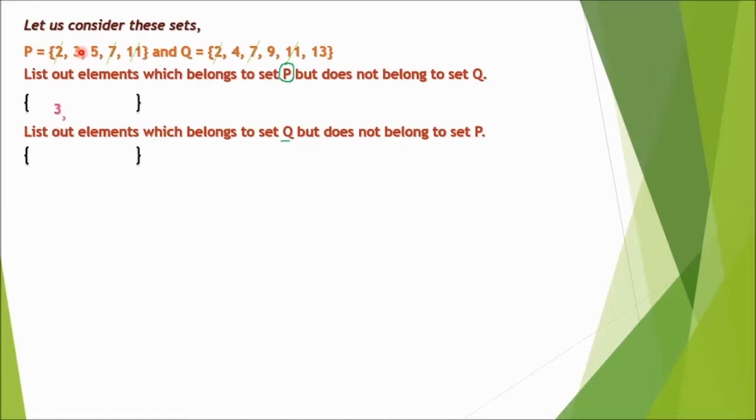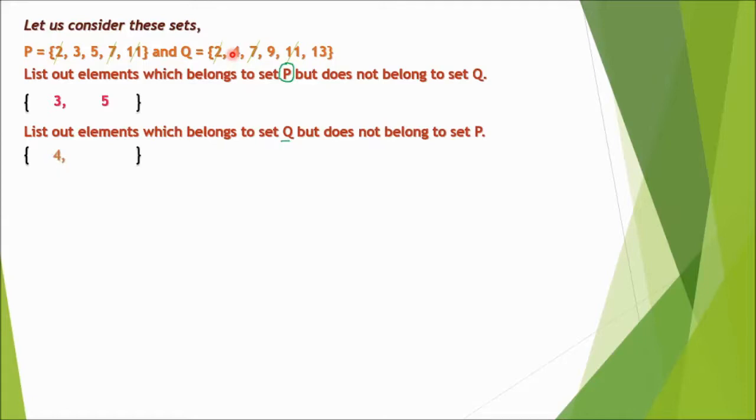So let's write 3 and 5. Now in the second question, list out the elements which belong to Q but do not belong to P. So we have to focus on set Q. These remaining elements 4, 9 and 13 are the elements which belong to set Q but do not belong to P.